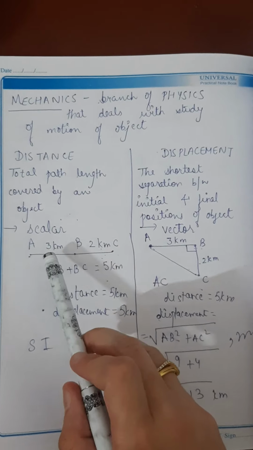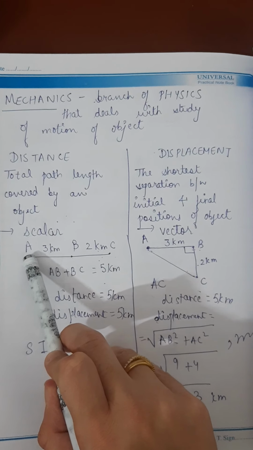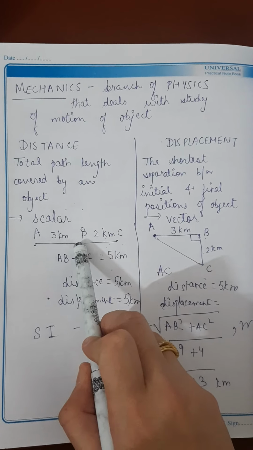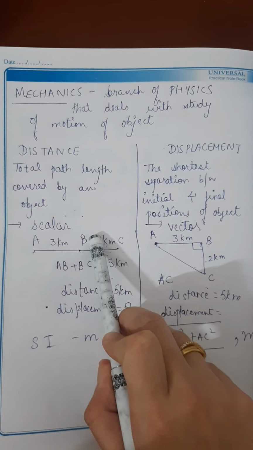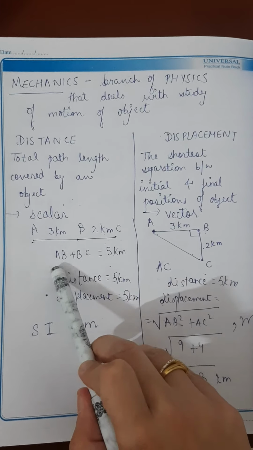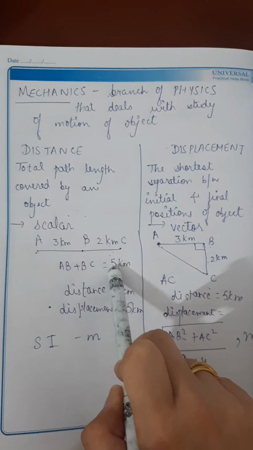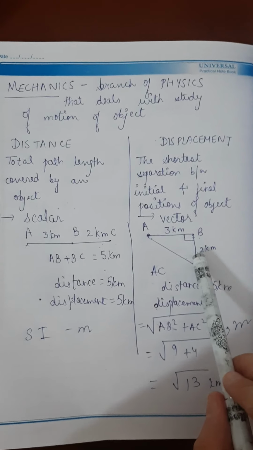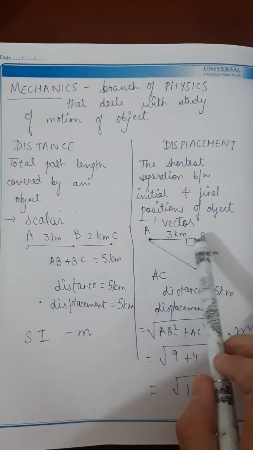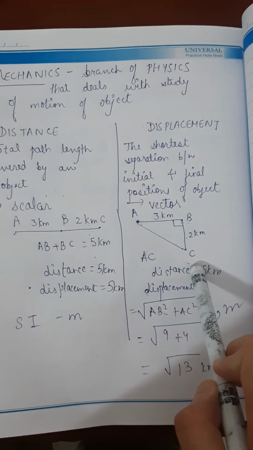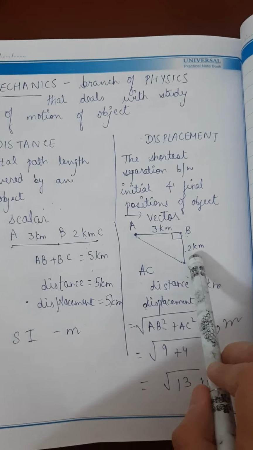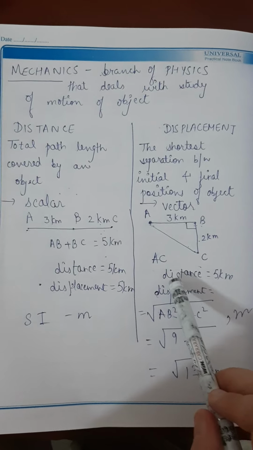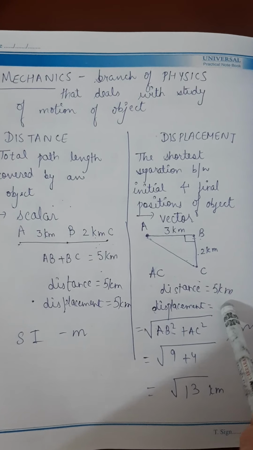Now, consider the case an object is traveling from point A to point B to point C. Distance between A to B is 3 and from B to C is 2 kilometers. Total distance covered will be AB plus BC and that is 5 kilometers. So distance in this case is 5 kilometers. Now consider this. An object is traveling from A to B in a straight line and then it takes a turn towards C. And I have mentioned the distances between AB and BC. So here also the total distance covered is 5 kilometers.